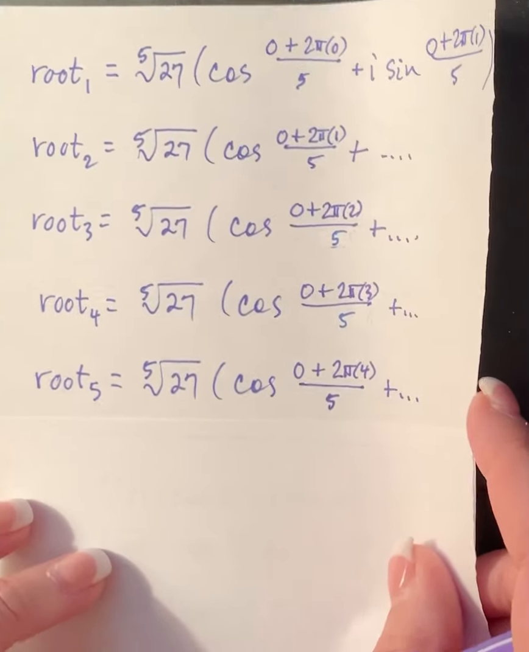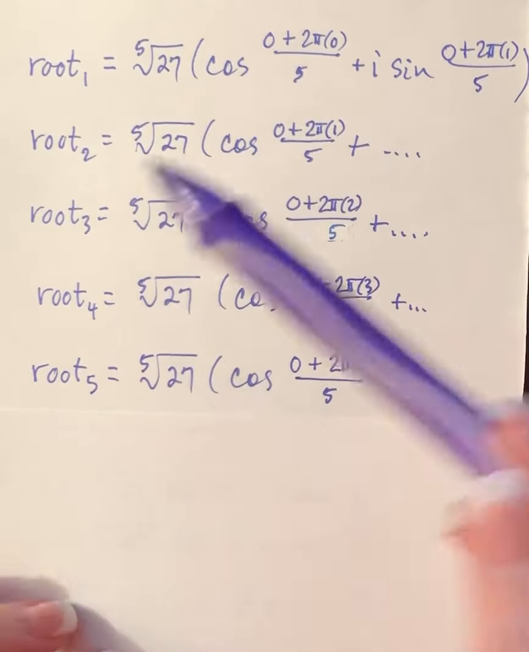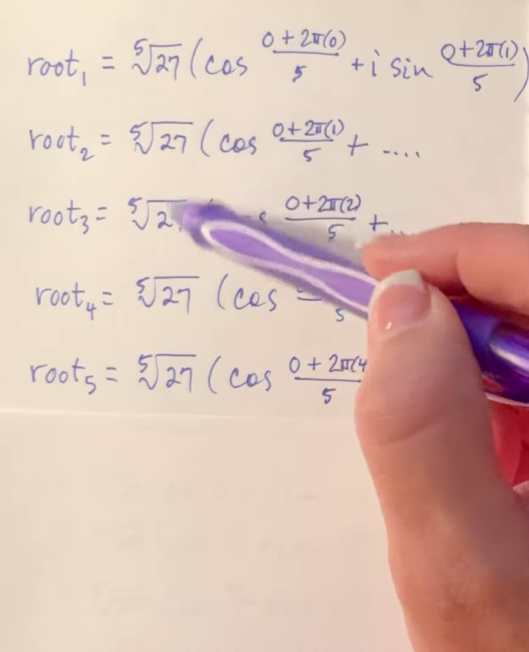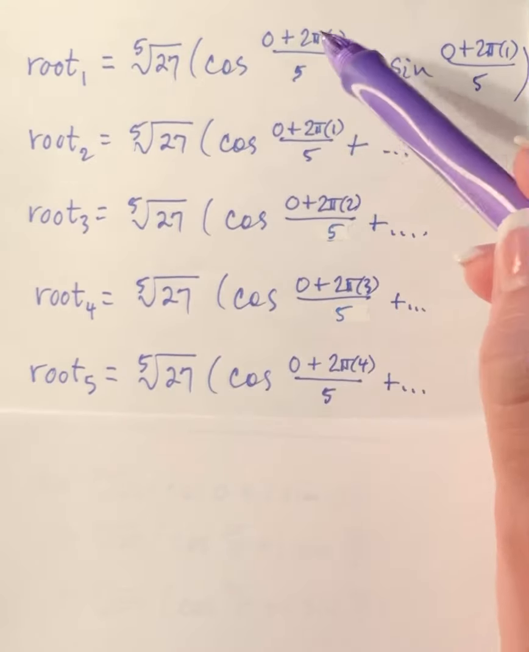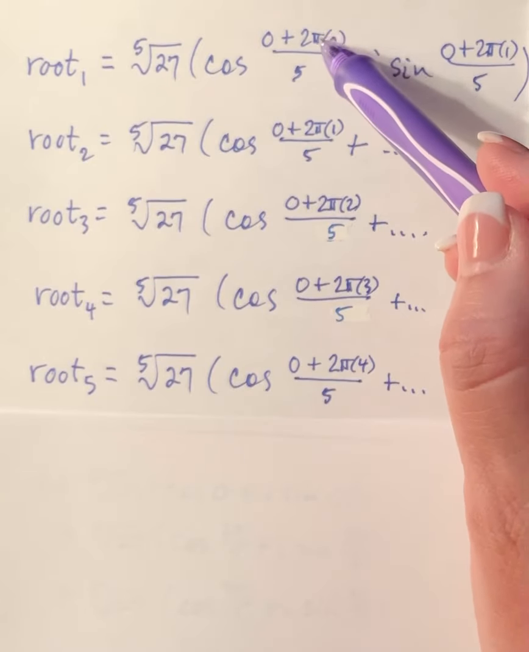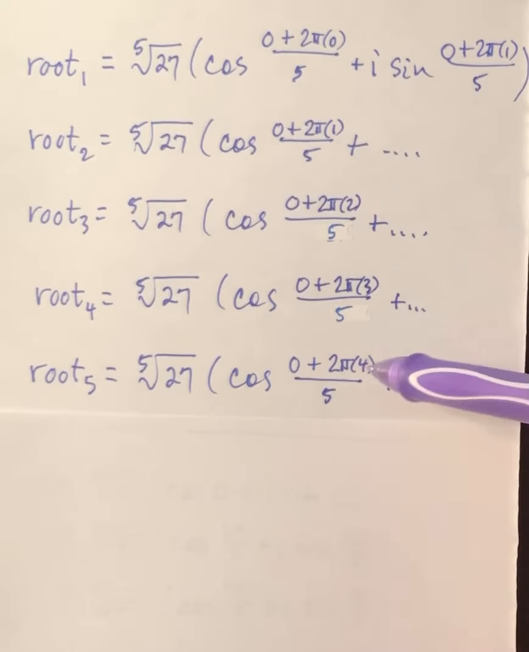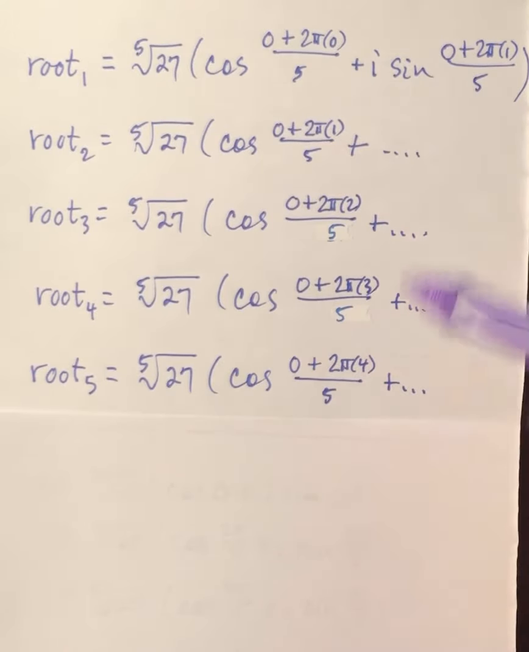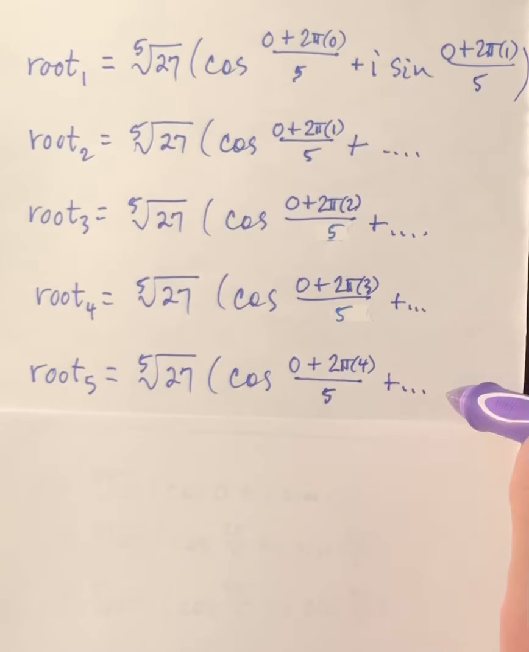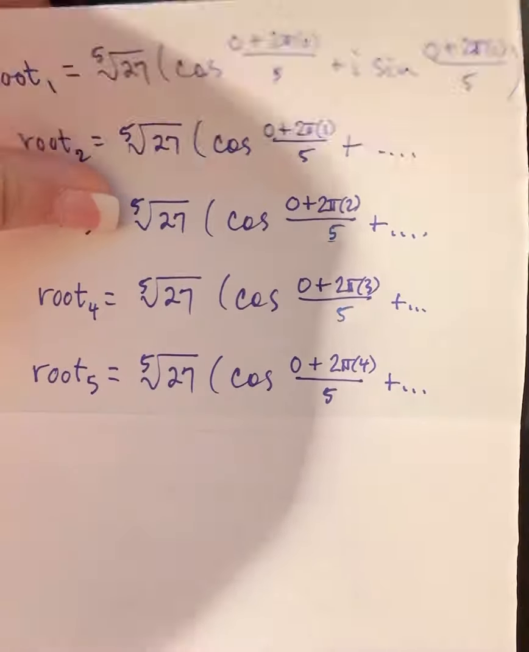Okay, so here would be the 5 roots. Each one will have the fifth root of 27 for its R value, and then we keep changing the angle. We're going to multiply 2 pi times 0, times 1, times 2, times 3, times 4. Every time we're dividing by 5. You can see I didn't write in the sine part because it's always the exact same angle. When you're writing things in trig form, you're not going to have 2 different angles.